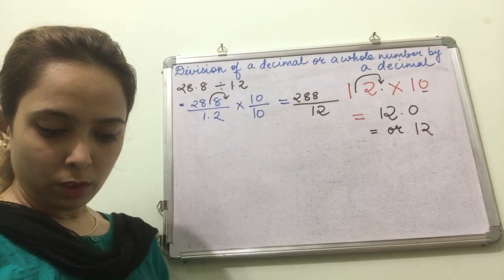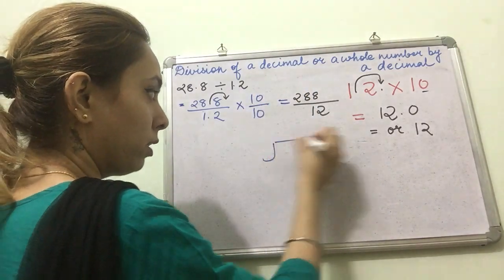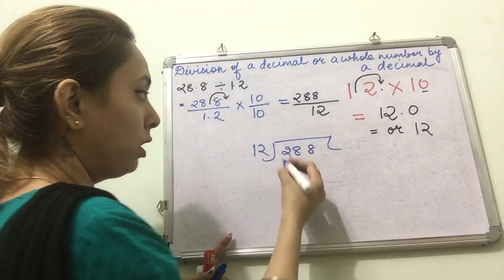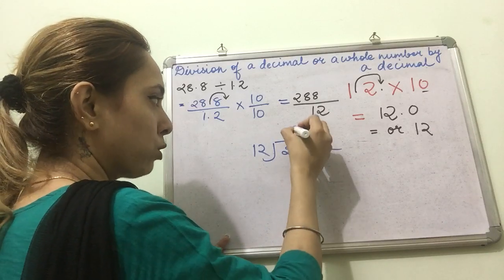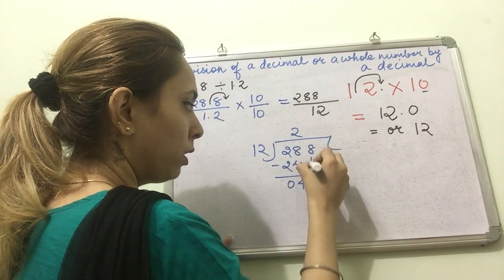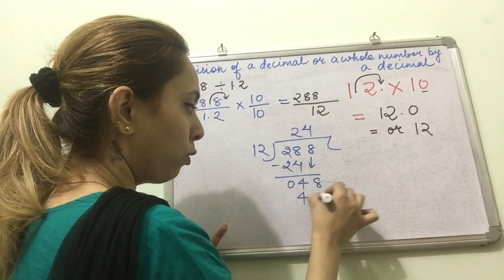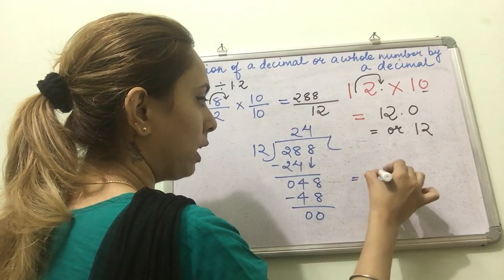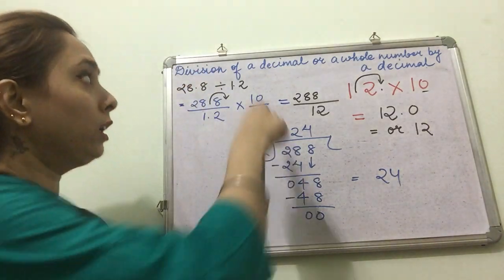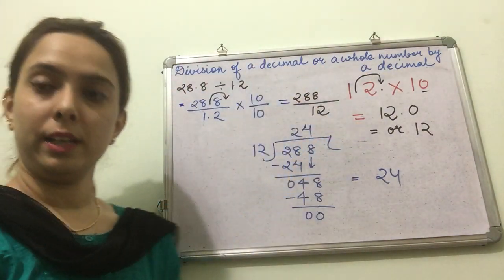So now we can divide this in your fair work. 288 upon 12, you can divide. This is the normal division, so we can divide it directly also. 12 2s are 24, 0, 4, get this 8 down, 12 4s are 48, 0, 0. So your answer is 24. So this is the method of dividing a decimal by a decimal.